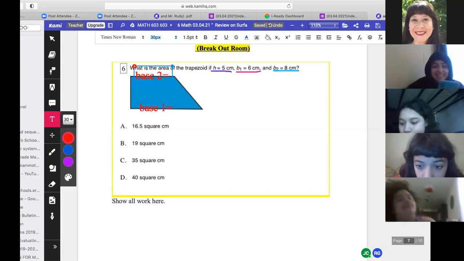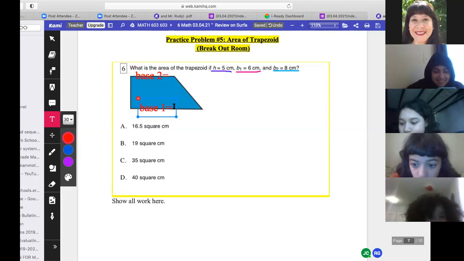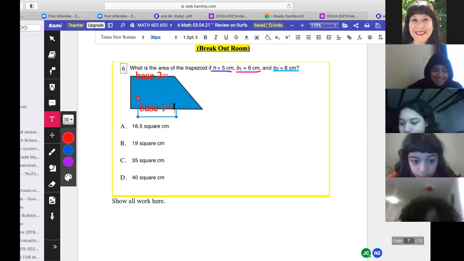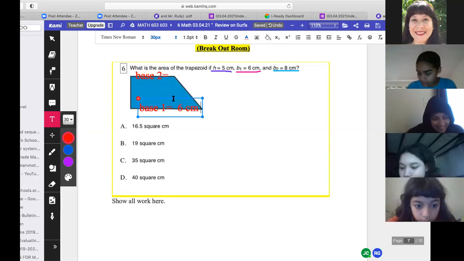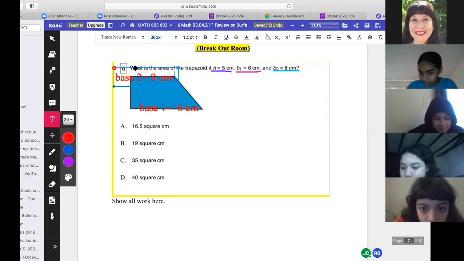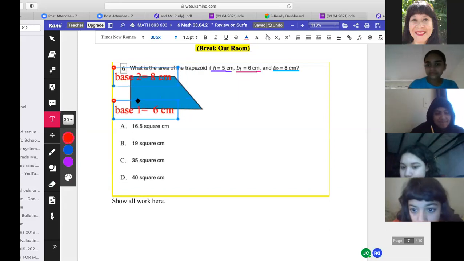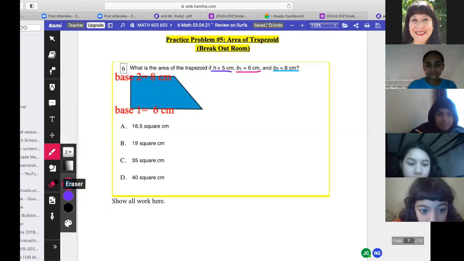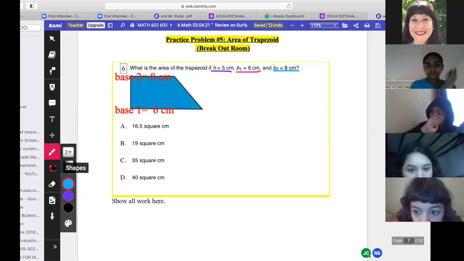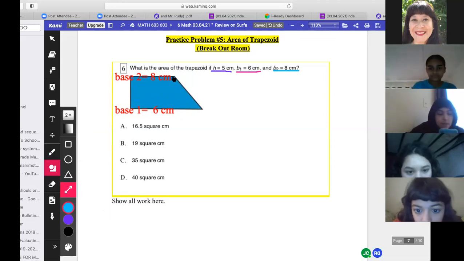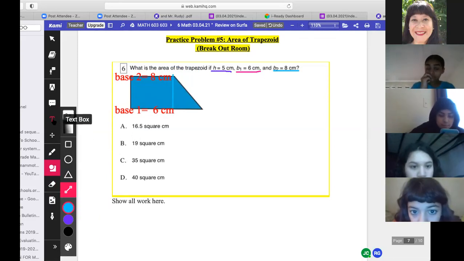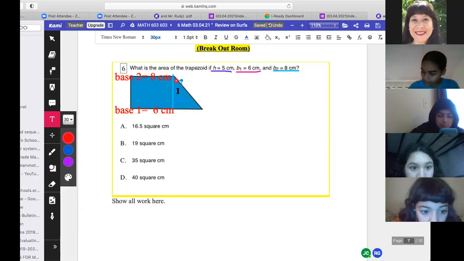Okay. Emma, could you tell us base 1 and base 2 of this trapezoid? Base 1 of the trapezoid is 6 centimeters and base 2 is 8 centimeters. Okay, Emma, I got a question for you, or anybody else. Where's the height? What's it next to? Base 1. So it'll be like this line, that blue line. Can everyone see that blue line? Is that what you mean? Emma, what is the height? The height is 5 centimeters.